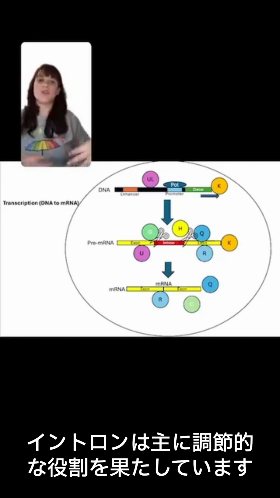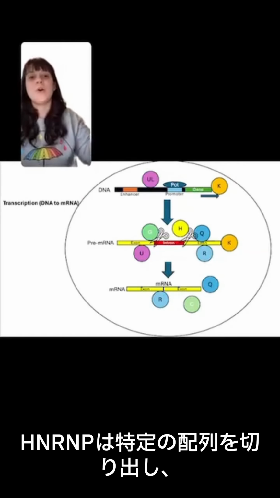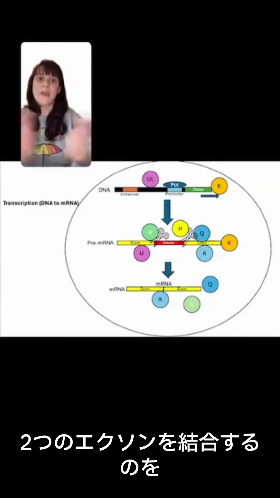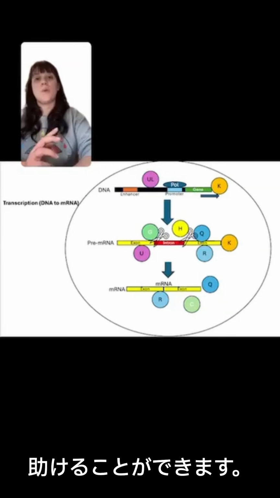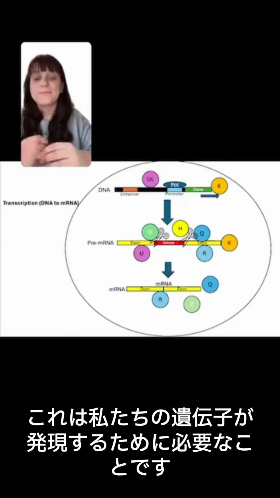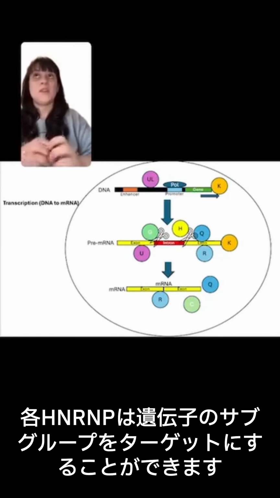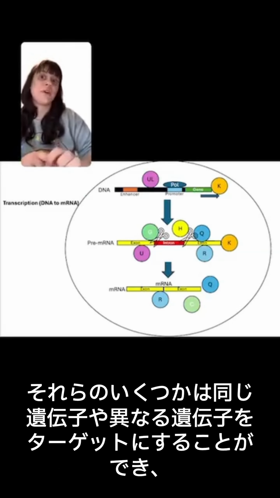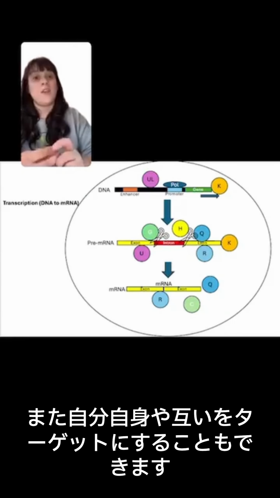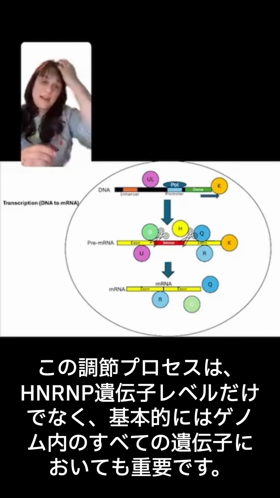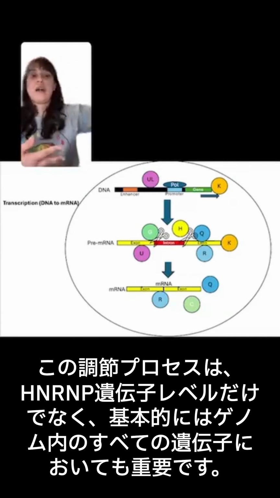And the introns are mostly regulatory. They're pieces that we don't need. And so the HNRNPs can help cut out those particular sequences and merge together the two exons, which is what we want for our gene to be expressed. And so once that occurs, and this can occur for a variety of genes, each HNRNP can target a subgroup of genes. Some of them can target the same genes or different genes, and they can also target themselves and each other. And so this regulation process is important both at just the HNRNP gene level, but also at a much higher level with all of the genes in the genome, essentially.